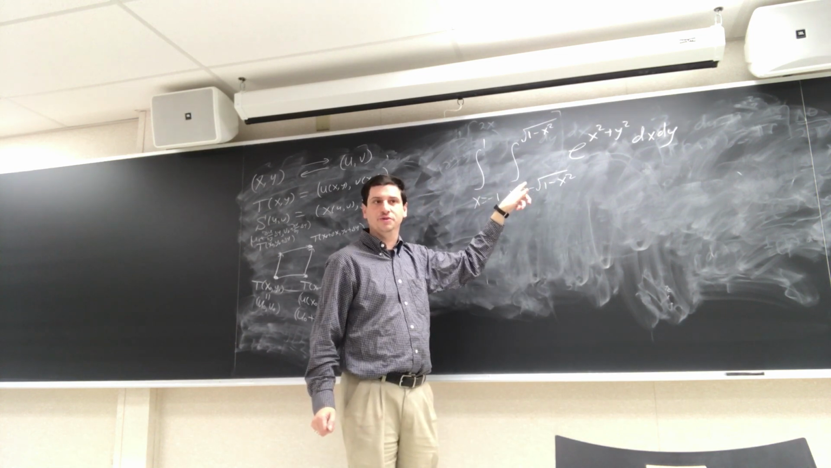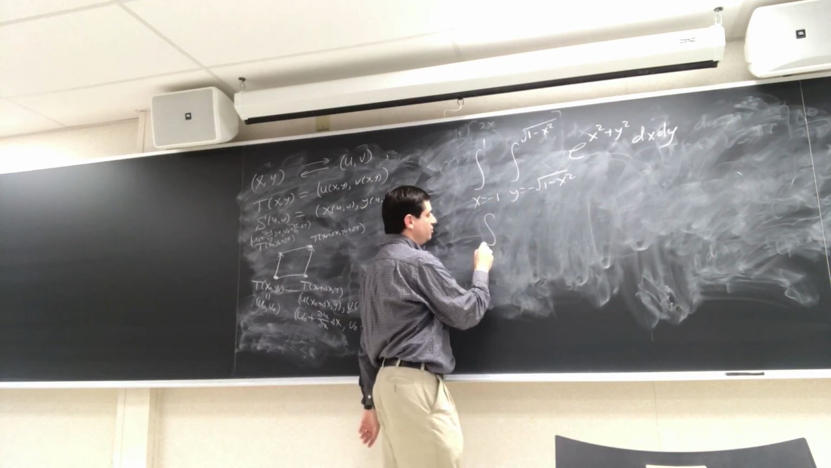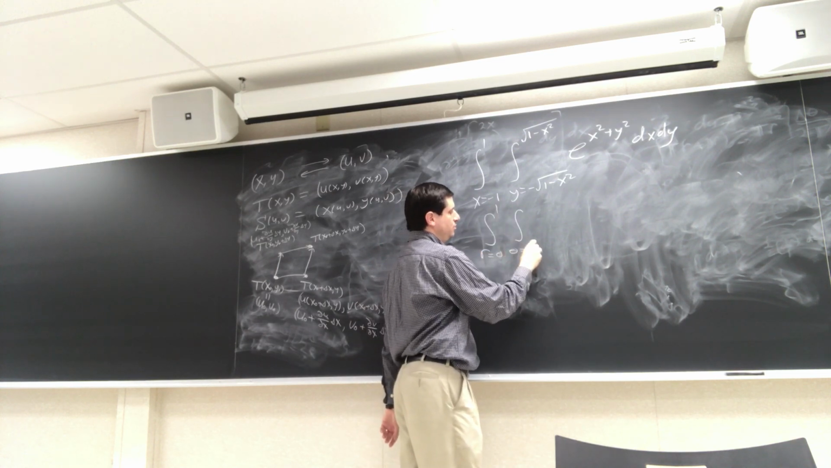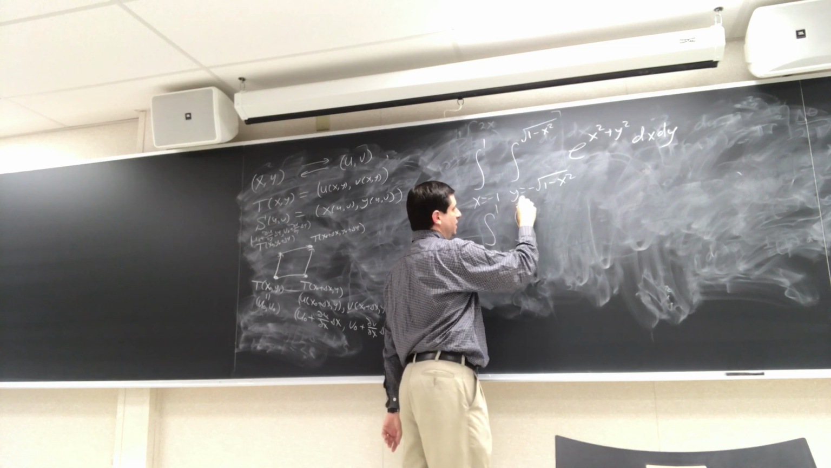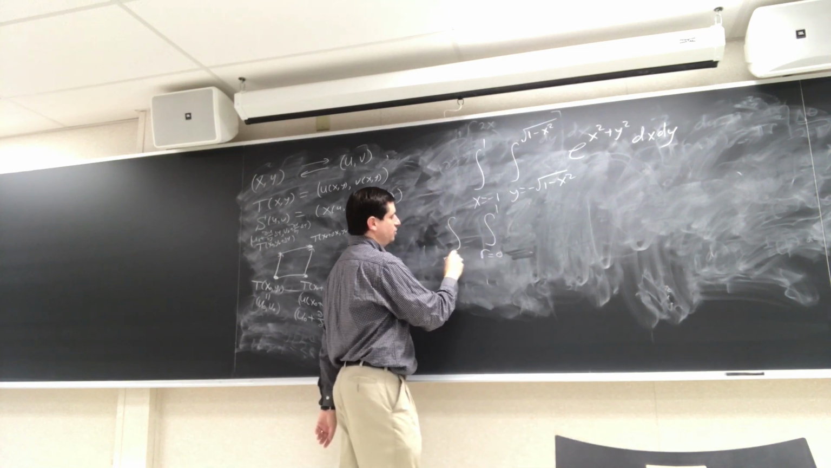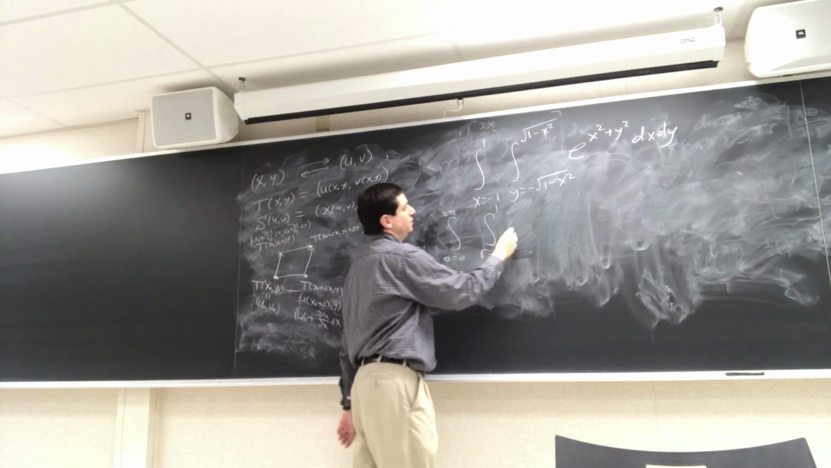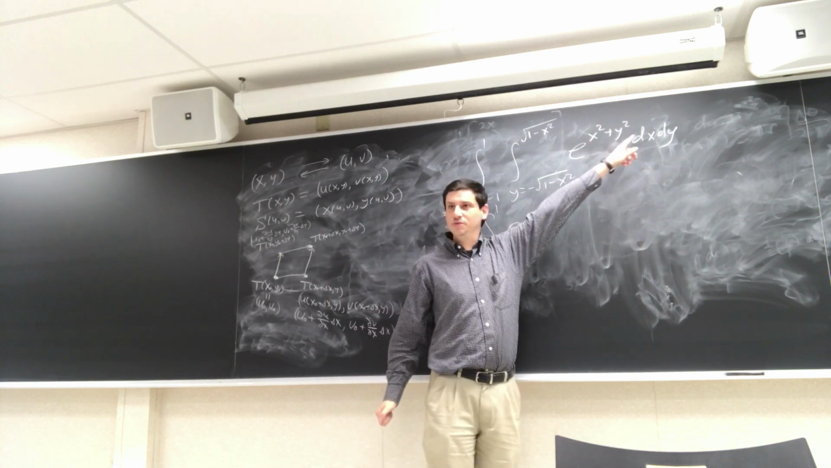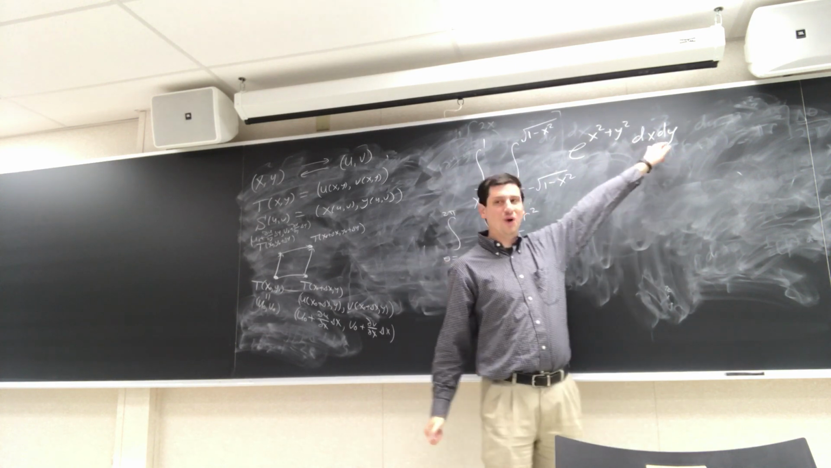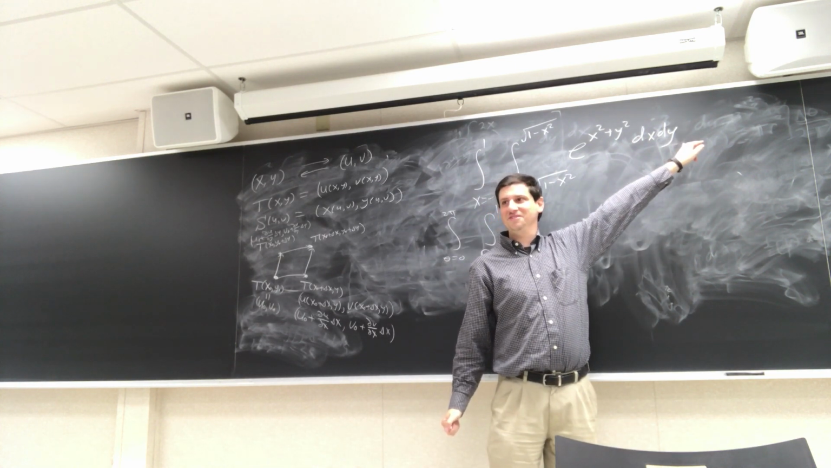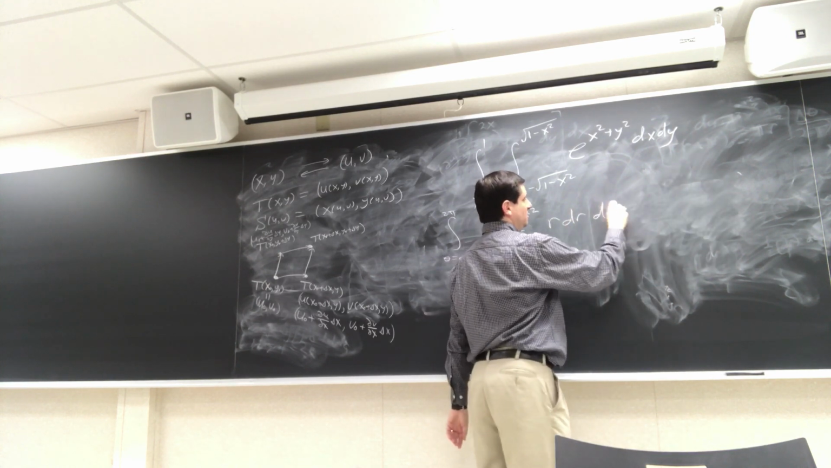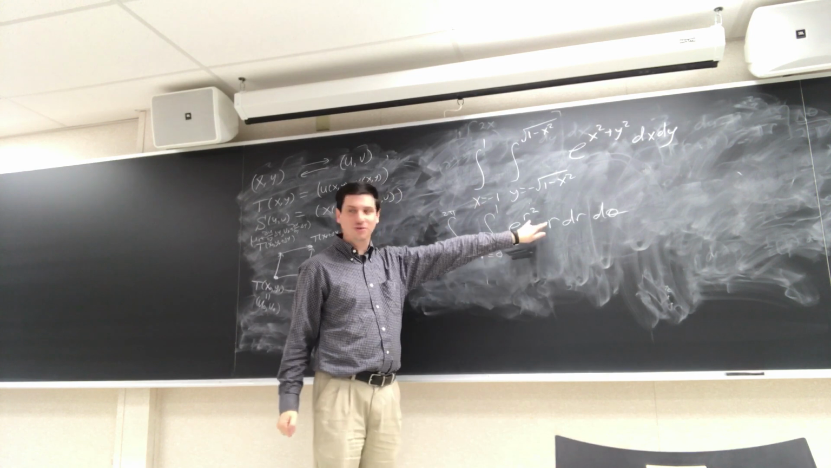So let's change variables. This is the same as integrating r goes from 0 to 1, theta goes from 0 to 2 pi. Or actually, no, I guess we write theta outside. Theta goes from 0 to 2 pi. In polar coordinates, what is x squared plus y squared? R squared. And what does dx dy become? R dr d theta. Oh, this integral now is very nice to do.